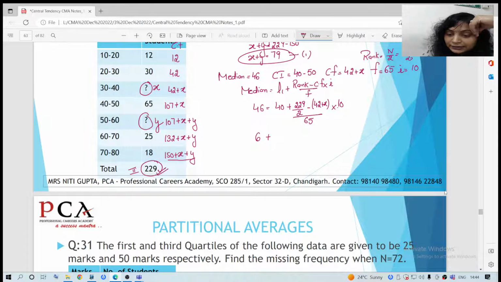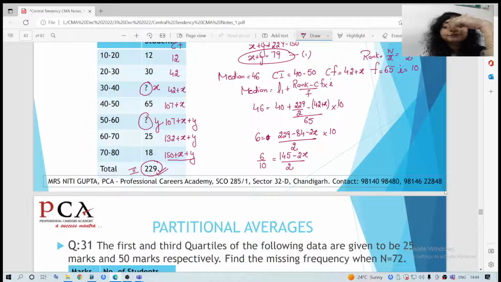Then 6 equals, we have taken 2 as LCM, so this becomes 229 minus 84 minus 2x into 10. So this becomes 6 by 10 equals 145 minus 2x upon 2. So this is my equation. Just cross multiply it. 2 3s are 6, 2 5s are 10. So 6 equals 725 minus 10x.